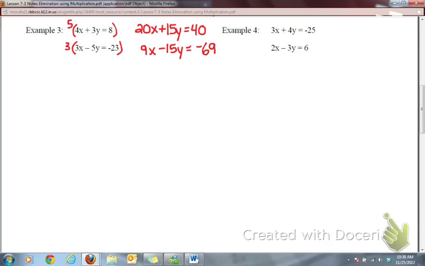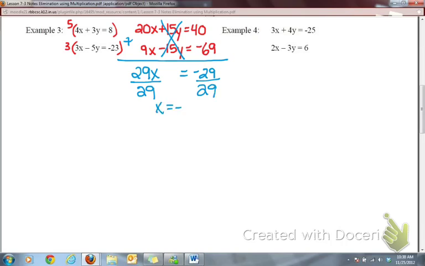Alright, so now that my y's have the same number, 15, and they're opposites, that means that I get to add the equations together. Yay. That's usually easier than subtracting, so that's why I'm glad that we can add. So 20x plus 9x is 29x. The y's will go away. They are eliminated because they're opposites. And 40 plus a negative 69 is a negative 29. Oh, this will turn out nice. And then divide by 29. And x equals negative 1.